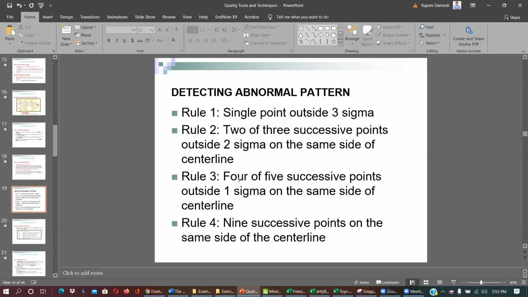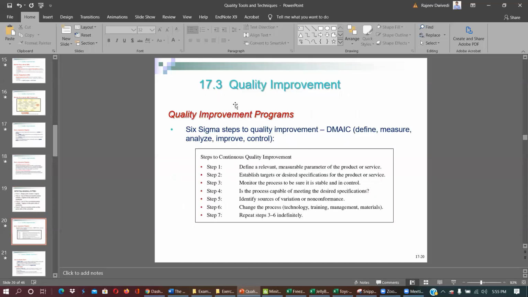So here, detecting abnormal patterns. These are the 4 rules which are given in the book. Single point outside 3 sigma, 2 or 3 successive points outside. So basically these are the rules we will follow later.